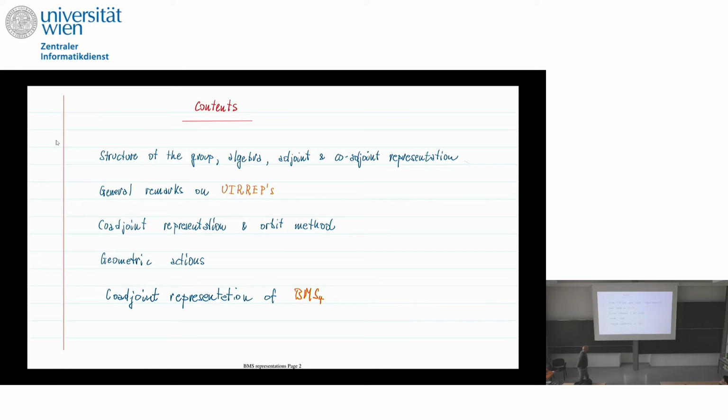Okay, so I will make some standard remarks about the group, the algebra, the adjoint and the co-adjoint representation. Then the qualitative part of the talk will be about what I will try to review with you, the literature on unitary reducible representations of the BMS4 group. And then I will go over to something that I like more because it's more the classical theory and not the quantum theory, which is talking more about just the co-adjoint representation and the orbit method, and not really trying to have immediately unitary representations.